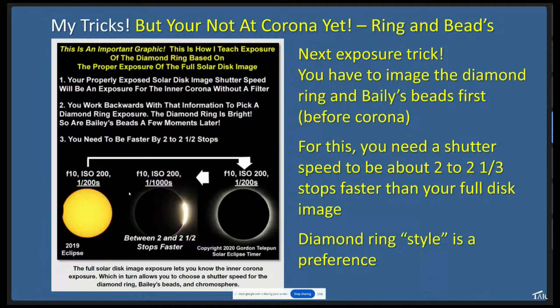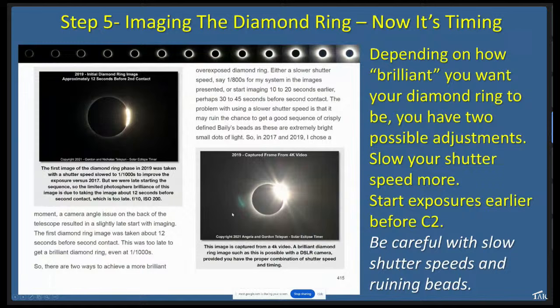Now, depending on what kind of diamond ring you have or want, you might make some adjustments to this. If you want a really brilliant diamond ring like this, you might just go down 1 2/3 shutter speeds, or go up 1 2/3 shutter speeds. If you want a really tight diamond ring, you want to be at 2 stops slower or 2 1/3 stops slower. The other way to make up for this is to start imaging sooner, and that has to do with timing.